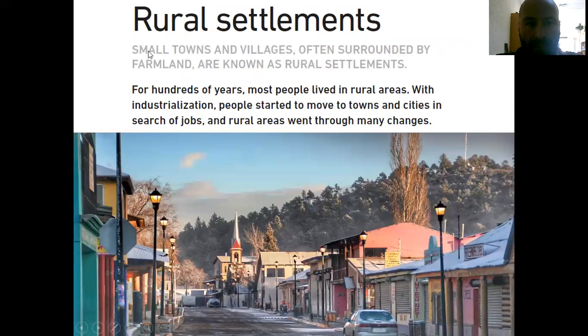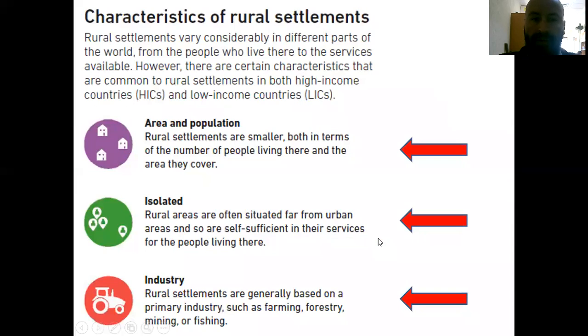Rural settlements, okay? These are the small towns and villages often surrounded by farmland. The farmland is where we produce our food, the food that we eat every day, okay? For hundreds of years, most people lived in these rural areas, but industrialization brought progress, and it also brought factories, maquilas, so people started to move from these towns into the cities in search of jobs, okay? So many of these areas have passed through lots of changes.